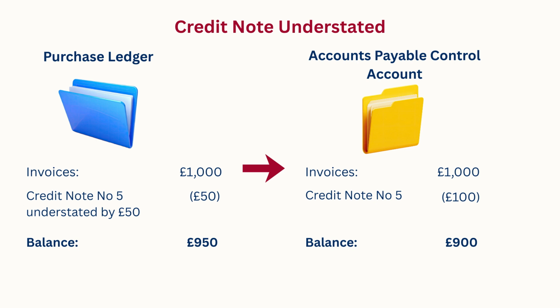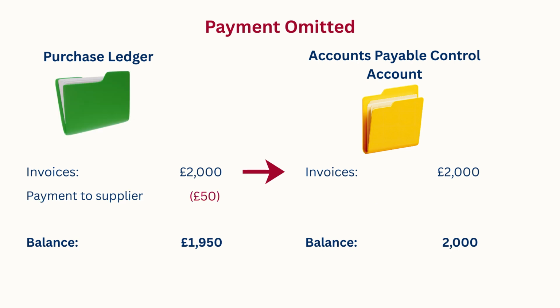In this example, the credit note has been understated in the purchase ledger. Only £50 was entered instead of the correct £100. This means the ledger only reduces to £950, but the control account correctly reduces to £900. An understated credit note makes the purchase ledger too high. In this example, the payment was entered in the purchase ledger, but completely missed in the control account. The ledger correctly reduces by £50 to £1,950, but the control account still shows £2,000. Whenever a payment is omitted, the control account becomes too high compared to the ledger.